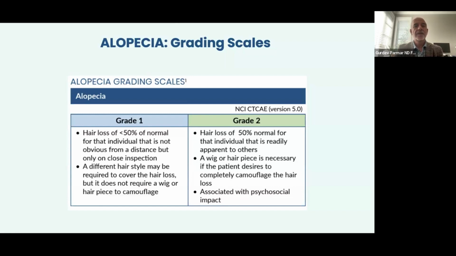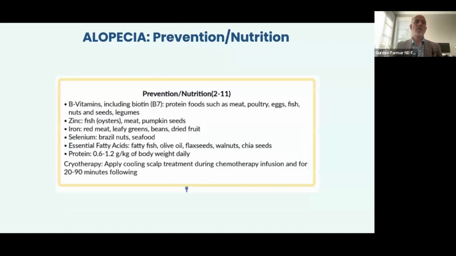So for alopecia, if it's grade 1, it's less than 50% hair loss. If it's grade 2, it's 50% or greater hair loss, and it's visible or it's not. And then, of course, what you can do to possibly prevent this from happening to begin with. And of course, as I mentioned, each of these recommendations is referenced.